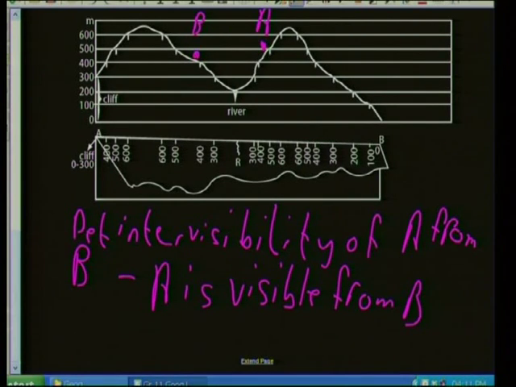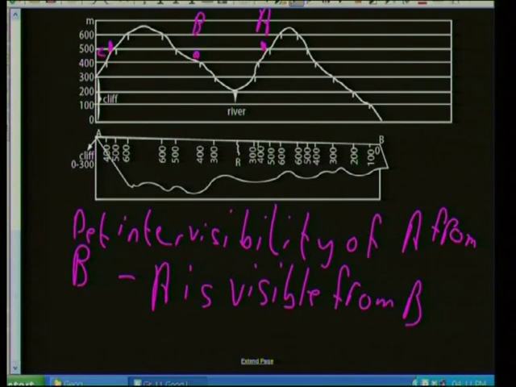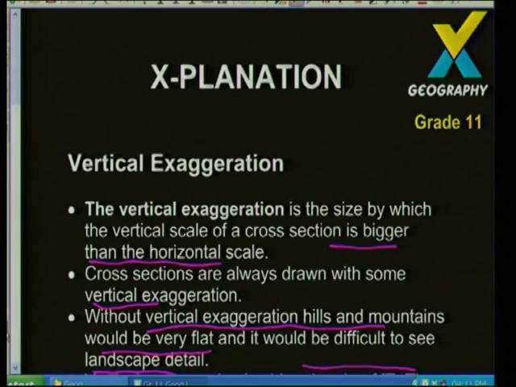Let me create another point here and call it C. And now I say determine the intervisibility of C from B. Then my answer will be a different answer. C is not visible from B. As simple as that. C is not visible from B, because there's a hill in there. All you need to look at is whether you can see one point from the other point. But please note, you always use the from point. And you say the other point is visible or not visible, like A is visible from B, or C is not visible from B. And that's basically your intervisibility. Straightforward and simple.